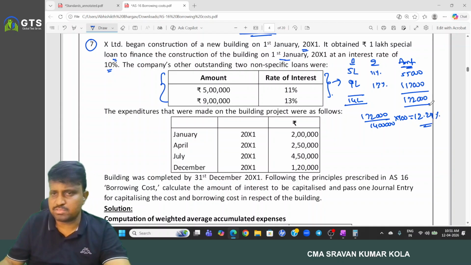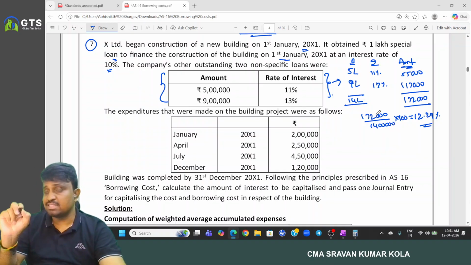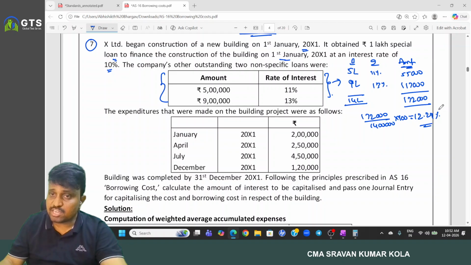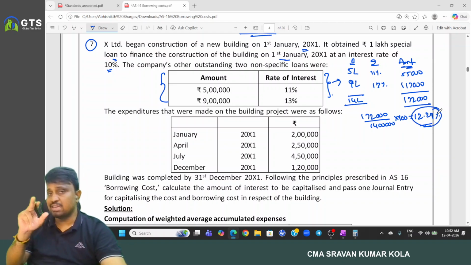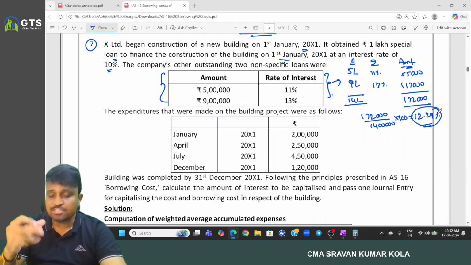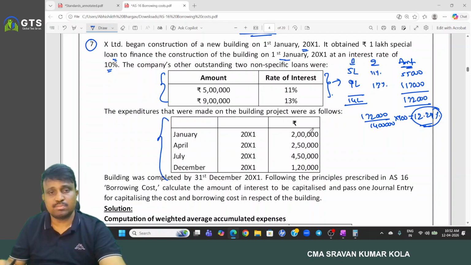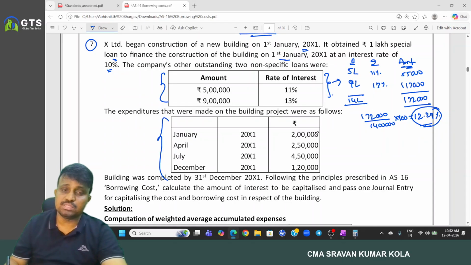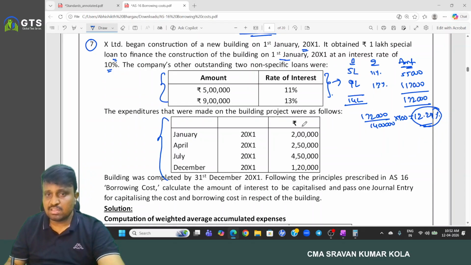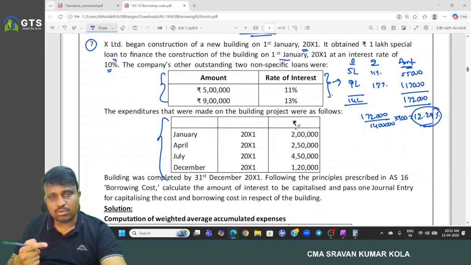12.285 or 29%. This is the weighted average rate, and this is the capitalization rate. This rate is used only for the purpose of calculating a borrowing cost in relation to the amount utilized out of the general borrowing. And here the expenditure incurred on the respective project was given. And remember, in the respective expenses, out of the total, first we use the specific borrowing, and the remaining we use out of the general borrowing.